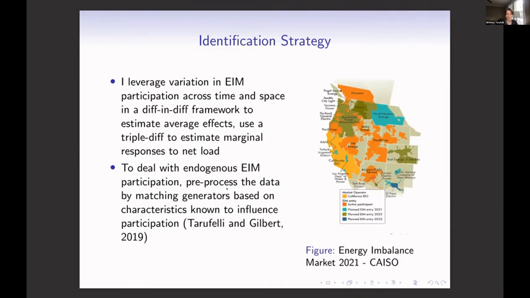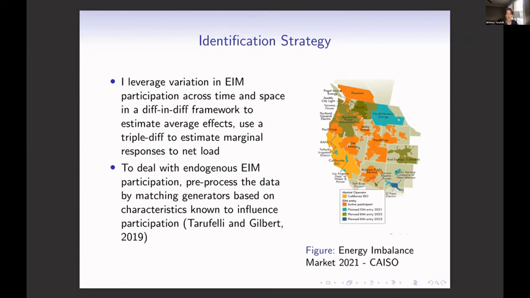So my identification strategy is to leverage variation in EIM participation across time and space in a difference in differences framework to estimate the average effects of the EIM. And then I use a triple differences framework to estimate the marginal responses to net demand. Because the EIM was started by California and it was extended voluntarily to different balancing authorities across the West, some balancing authorities chose to join the EIM. And so the balancing authority and the generators within that balancing authority became part of the EIM. And other regions didn't join. So you can see that there's this variation. These blank spots are just different utilities or balancing authorities that didn't join the EIM. So we have this variation in participation.